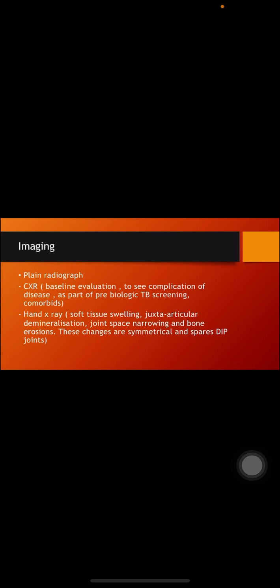Imaging, not much of an entity there, not much of a modality that we actually do. Basically, we can do a chest x-ray for comorbidity screening, part of TB screening, and baseline evaluation before we start the disease modifying anti-rheumatic drug.